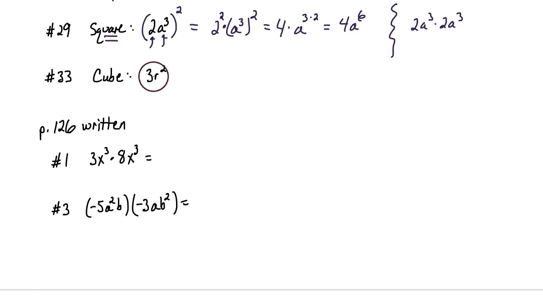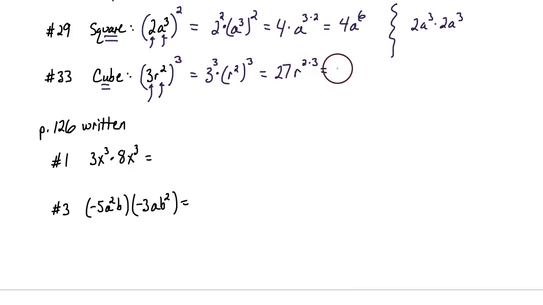Number 33, we're given the monomial 3r squared, and we're asked to cube it. So let's group it in parentheses and raise to the third power. That's what it means to cube something. Now let's follow the rules on page 123. Take the first factor and raise it to the third power. Take the next factor and raise it to the third power. So we're taking our r squared and raising it to the third power. 3 to the third power is 27. R squared to the third power is r to the 2 times 3. So the answer is 27 r to the 6th power.